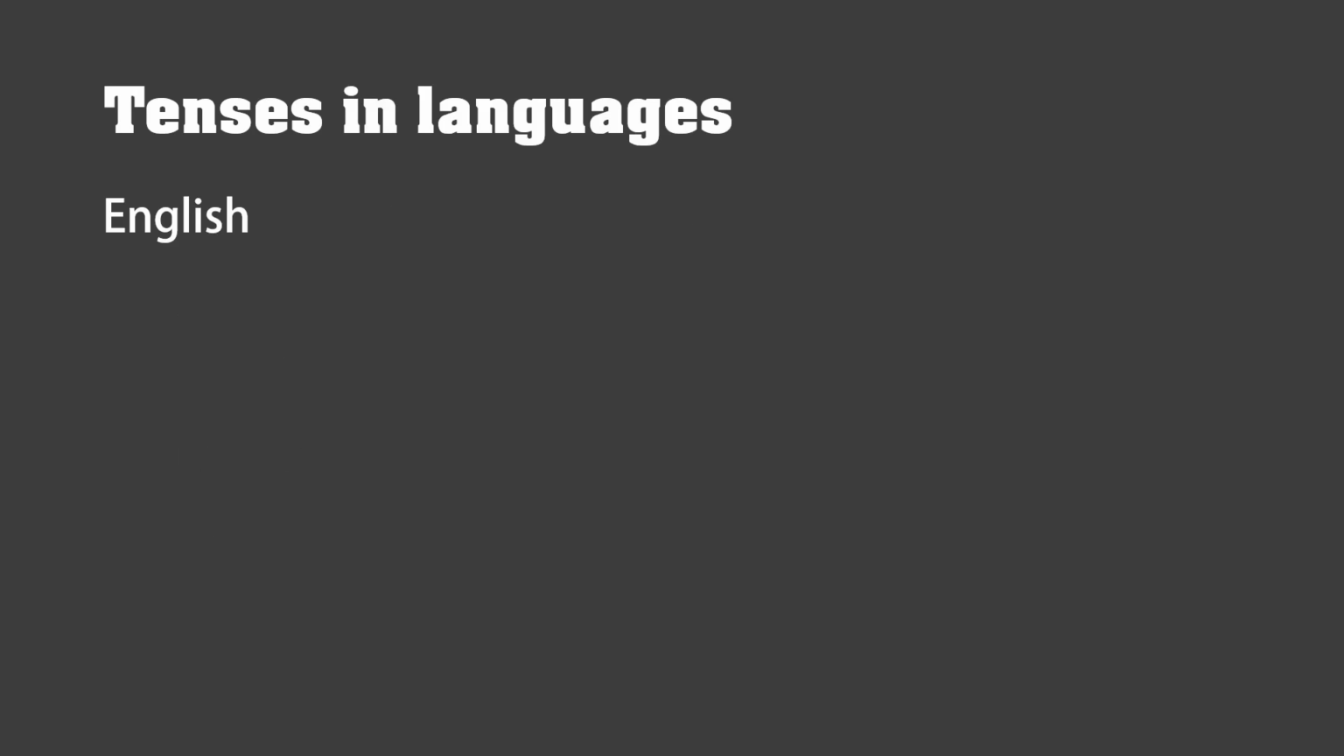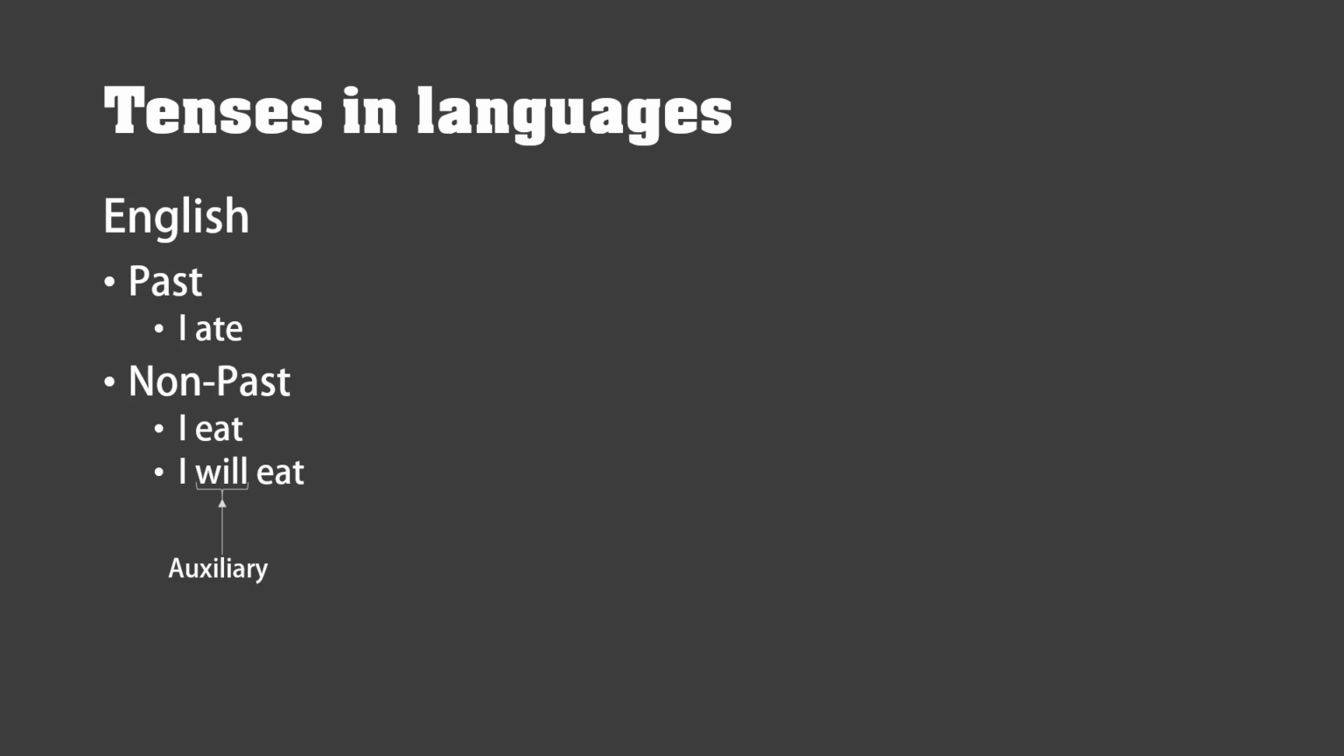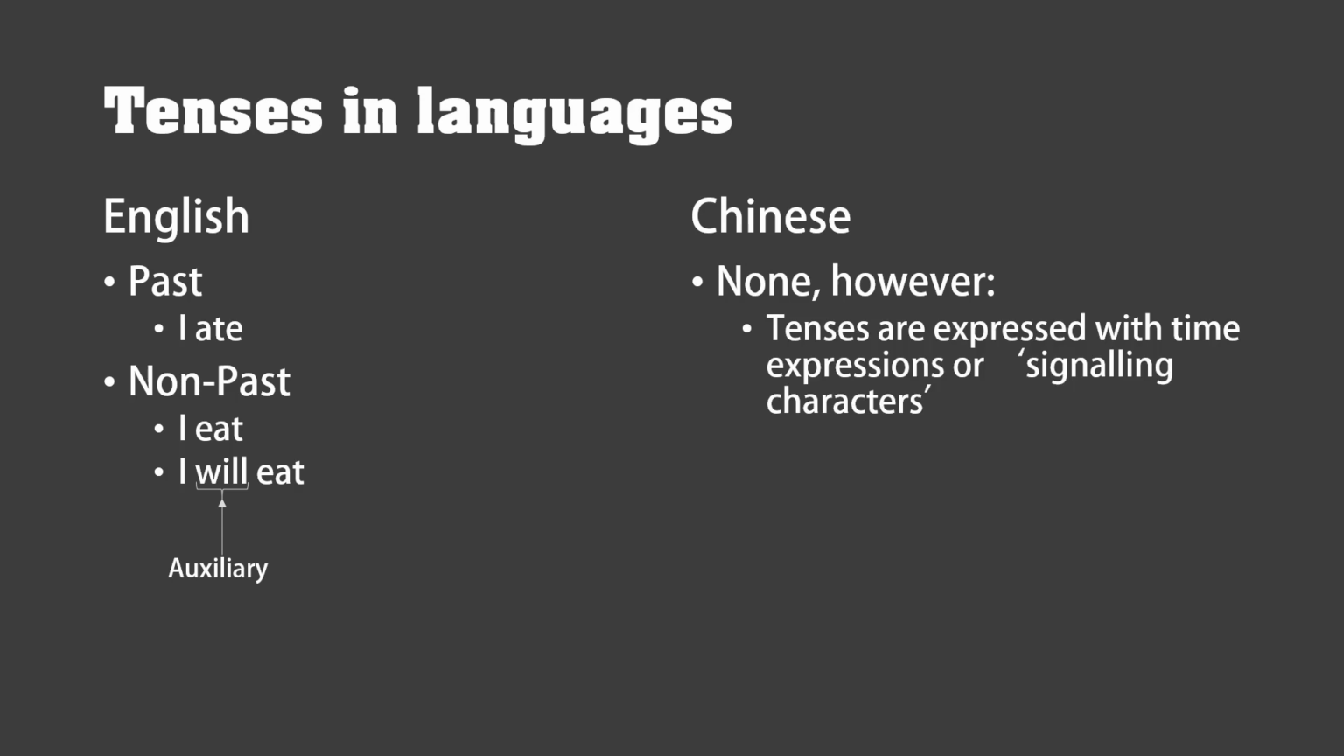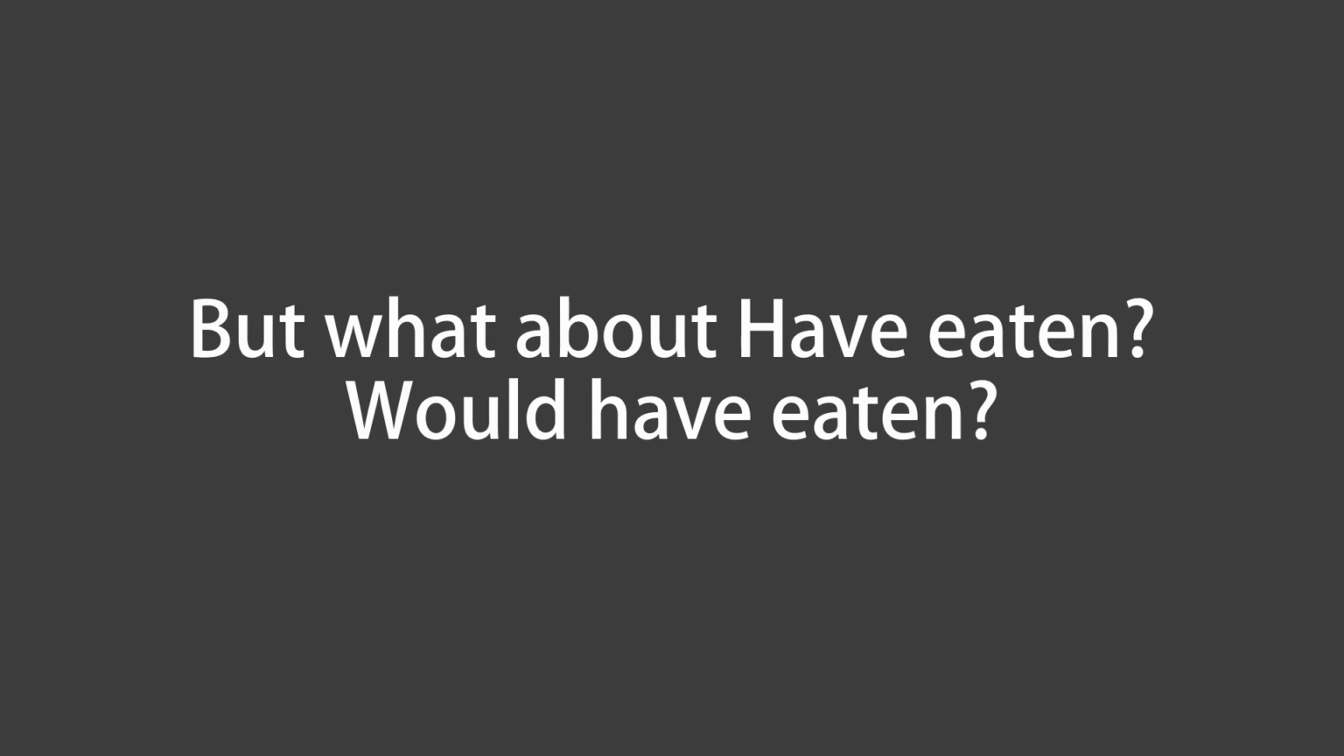Tenses in languages. English, we have past, I ate, and non-past, I eat or I will eat. Will in this case is an auxiliary. And let's move on to another language, Chinese. They don't particularly have tenses in the way that you'd think you use them, but they kind of do in that they express them through time expressions or signaling characters. If I'm wrong about that, tell me. That's a massive mistake I've made, but I don't speak Chinese, so I'm not going to go into any more detail. What about have eaten and would have eaten?